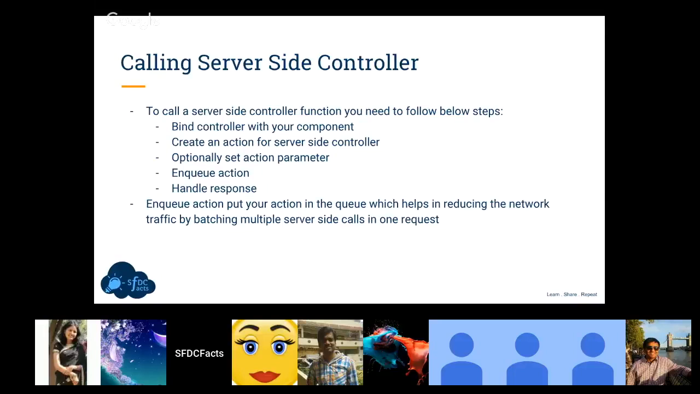And in the end you need to handle the response. Whatever response you get, either success or failure, you need to handle the response that you get from your server side controller. Again, I have explained enqueuing action here. Enqueue action puts your action in a queue, which helps in reducing the network traffic by batching multiple server side calls in one request. So if 5 server side calls need to be made from your client side controller, all of them will go in a single request, and then you can get the response accordingly.